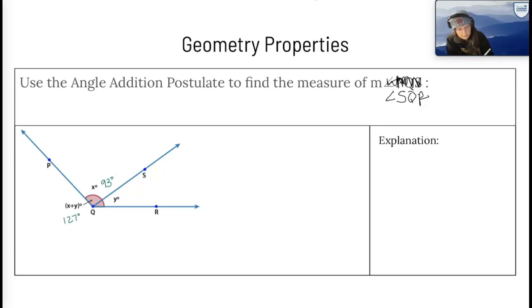So let's write it out. Angle PQS plus angle SQR is equal to angle PQR. So now we're going to substitute.